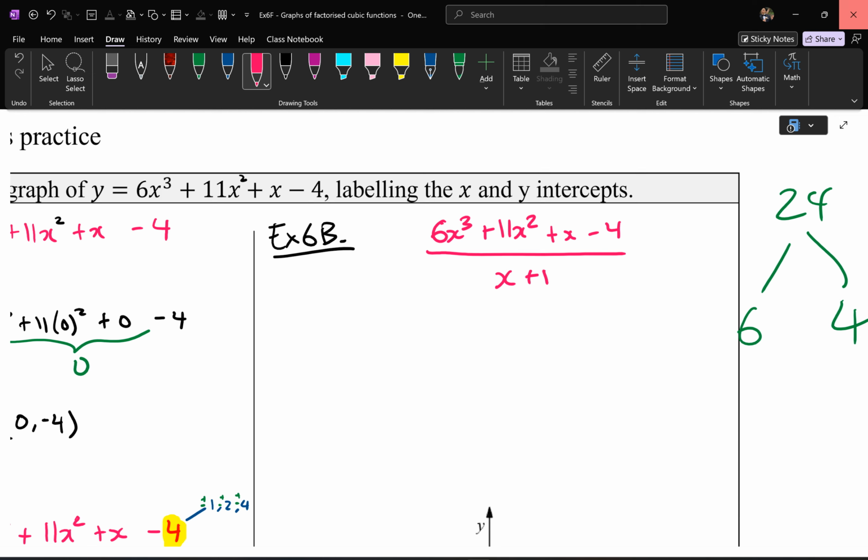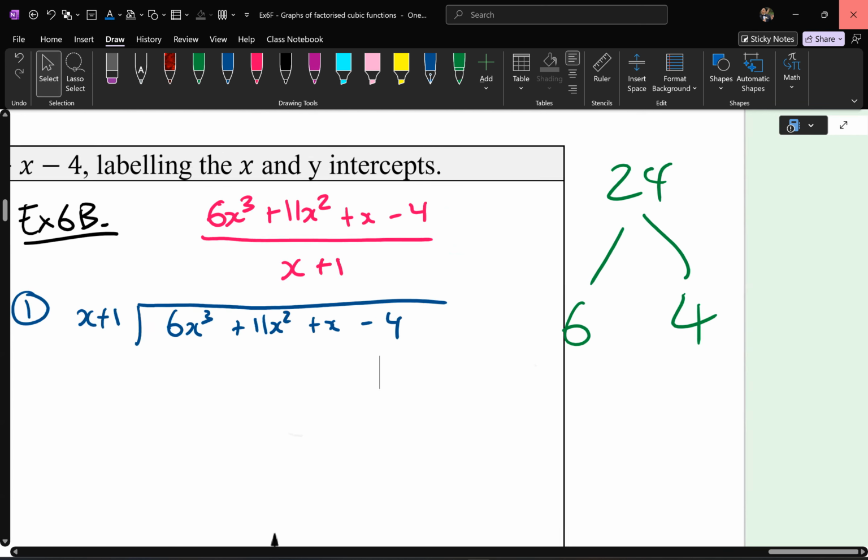Now I taught you 3 different ways to do this. First way that your study design wants you to learn is polynomial division. So this is one way. So x plus 1. How many x plus 1s fit into 6x cubed plus 11x squared plus x minus 4? Here we go. Let's practice your polynomial division.